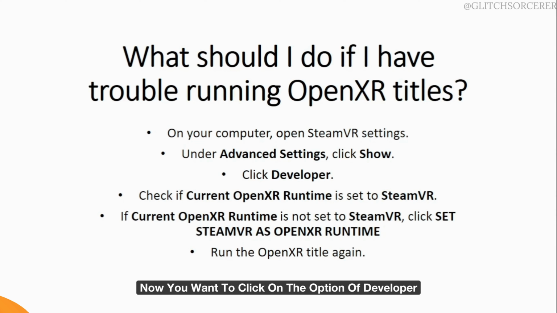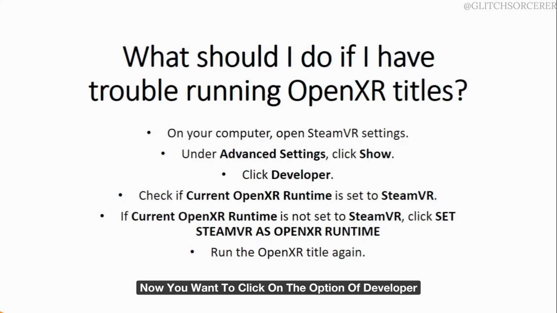Let's begin. In this video, I will guide you on how you can fix OpenXR Runtime on Oculus. Now, if you are having problems running OpenXR titles, you want to check the SteamVR settings. For this, on your computer, you want to open the SteamVR settings. Now, under Advanced Settings, you want to click on the Show option.